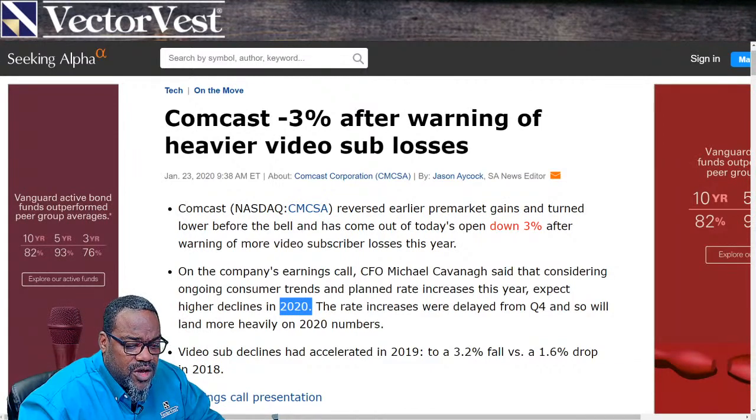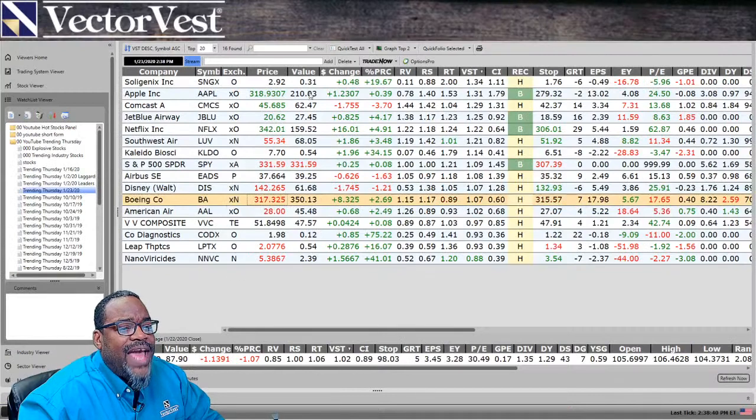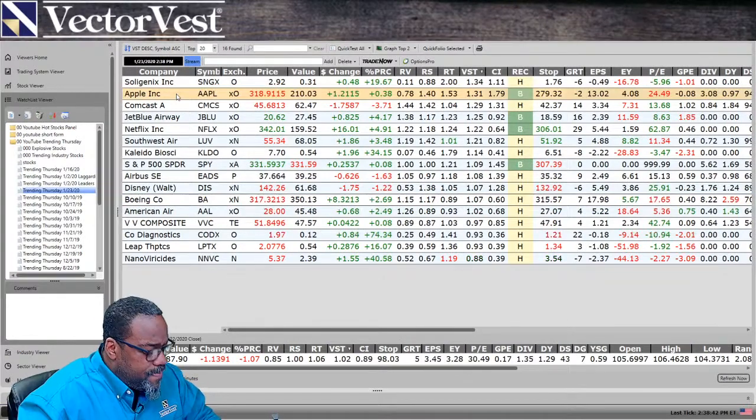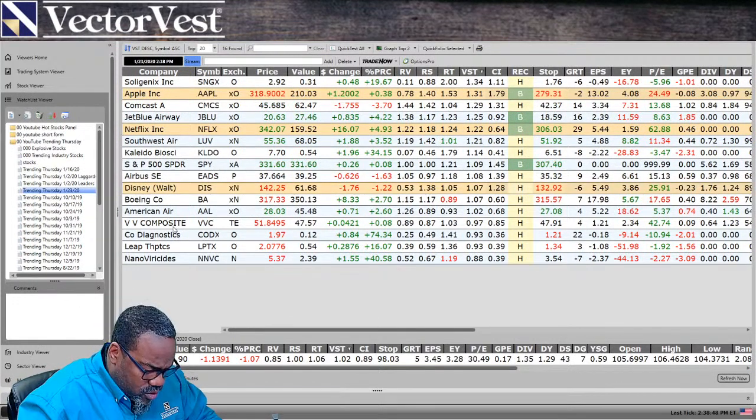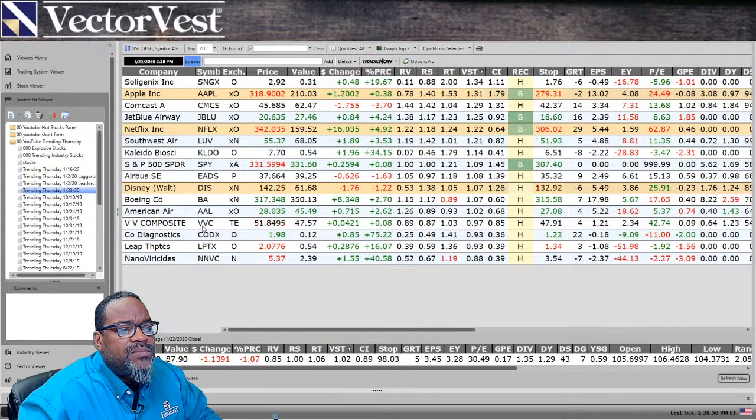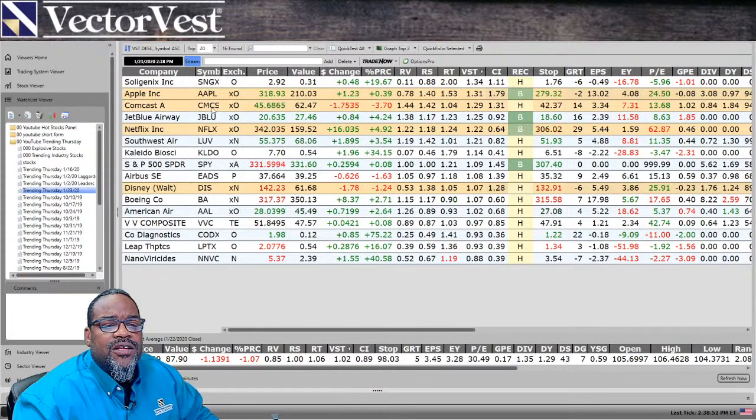Let's go back to the software. Let's go look at them. All right, there's Apple. Who else are we looking at? Netflix, Disney. Was that the only three? Oh, and CMCSA, right here. All right, let's take a look at them.